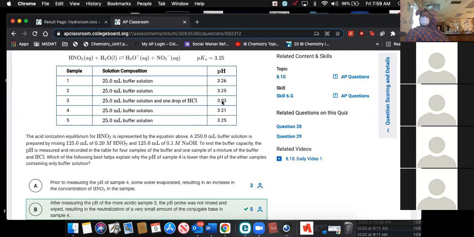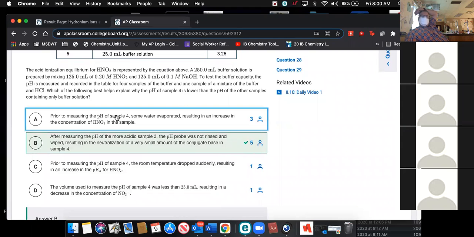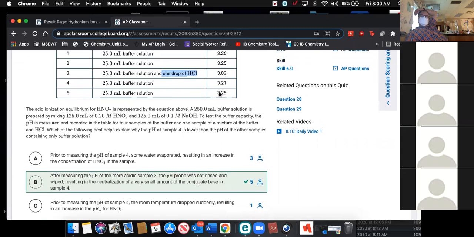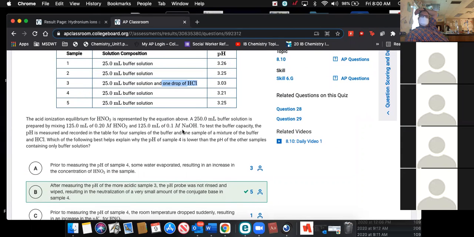The pH of this one is lower. Sample 4 is lower than the pH of the other samples containing buffer. Do you know why this one's lower? Because we have 1 drop of HCl in there. Why is 4 lower than 3.26, 3.25, and 3.25? Why is it 3.21? Well, we have to read all of these choices. Prior to measuring the pH of sample 4, some water evaporated, resulting in an increase in concentration of the HNO2. That doesn't seem feasible. Water evaporated? It doesn't occur that quickly.